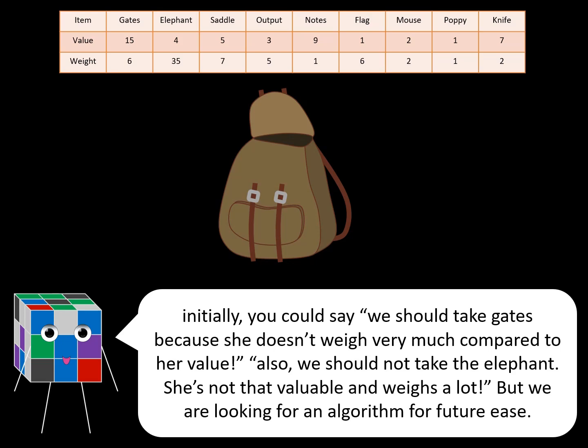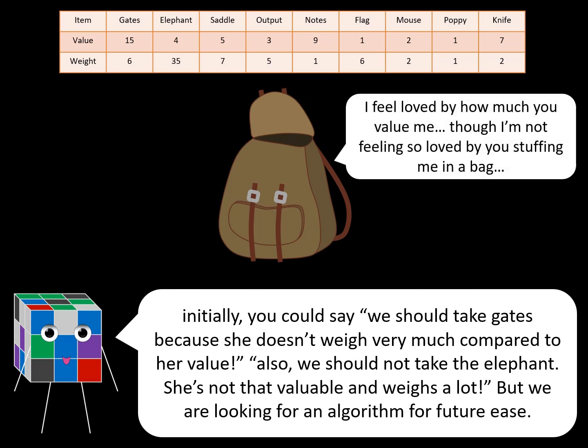Initially, you could say, we should take Gates because she doesn't weigh very much compared to her value. I feel loved by how much you value me, though I'm not feeling so loved by your stuffing me in a bag. Also, we should not take the elephant. She's not that valuable and weighs a lot. Rude. But we are looking for an algorithm for future ease.